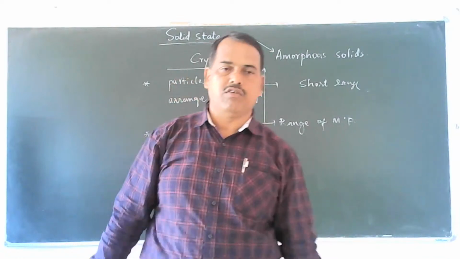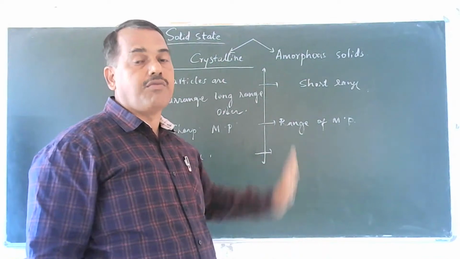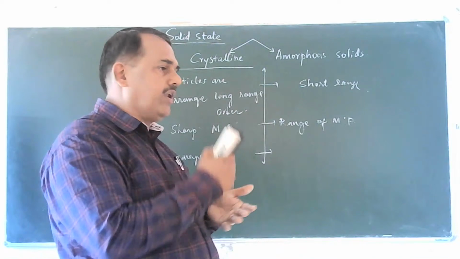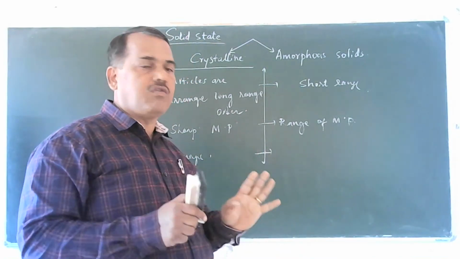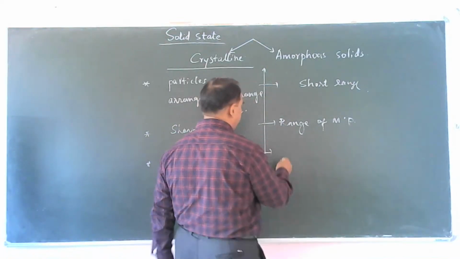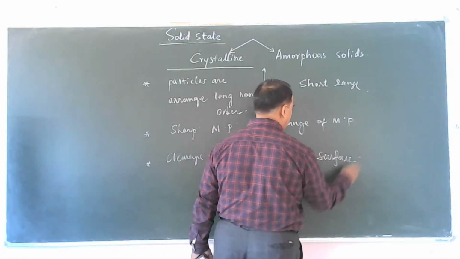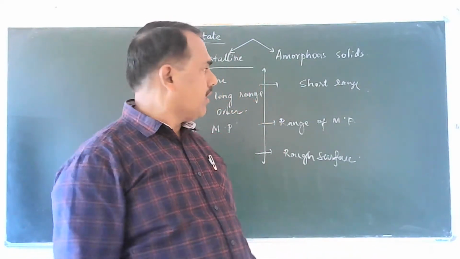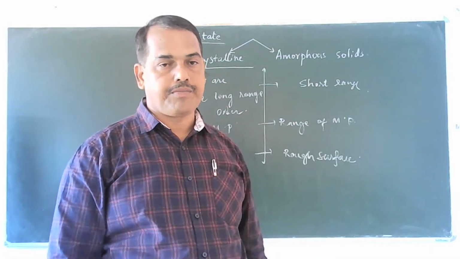If you go for cleavage property, it can break without a smooth surface. A rough surface we can observe. When an amorphous solid is cut by a knife, we will get a rough surface, which cannot be compared as smooth as in a crystalline solid. Are you clear? Okay. So we have a rough surface and they are non-directional.